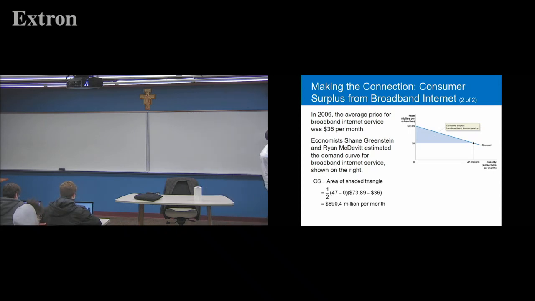So there were 47 million subscribers per month. So that's the base. And the height is $73.89 minus 36. They estimated that 73.89 was where that demand curve crossed the y-axis. So they ended up estimating that consumers derived a consumer surplus of $890.4 million per month. So every month, this is how much more value consumers get from the internet than what they had to pay for it.